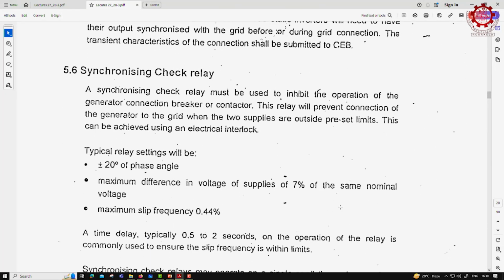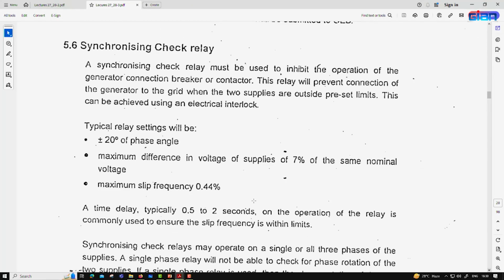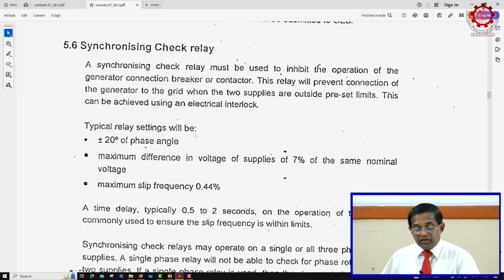Here, synchronizing check relay, you can see the requirement for the synchronizing check relay, right. Typical relay settings will be plus or minus 20 degrees of phase angle. So, by the time the breaker is closed, there should not be a difference of more than 20 degrees between the two phases, the phase angle, right. Maximum difference in the voltage of supply of 7% of the nominal voltage, maximum slip frequency of 0.44%, a time delay typically of 0.5 to 2 seconds on the operation of the relay is commonly used to ensure the slip frequency is within limits.